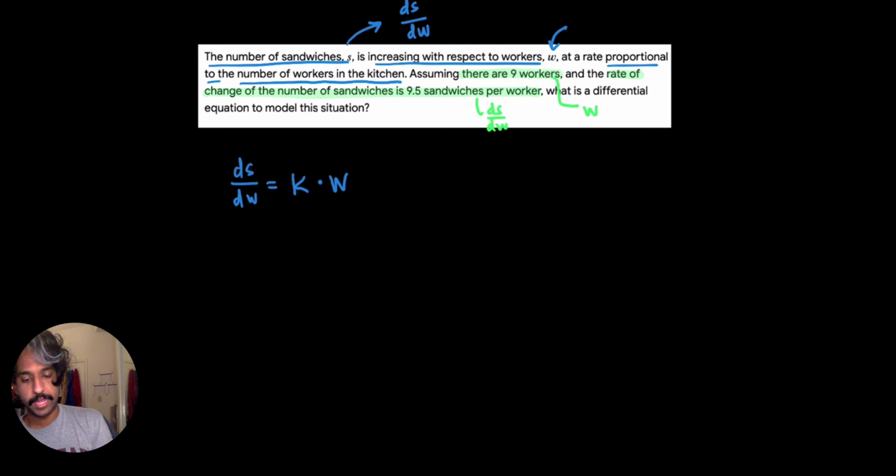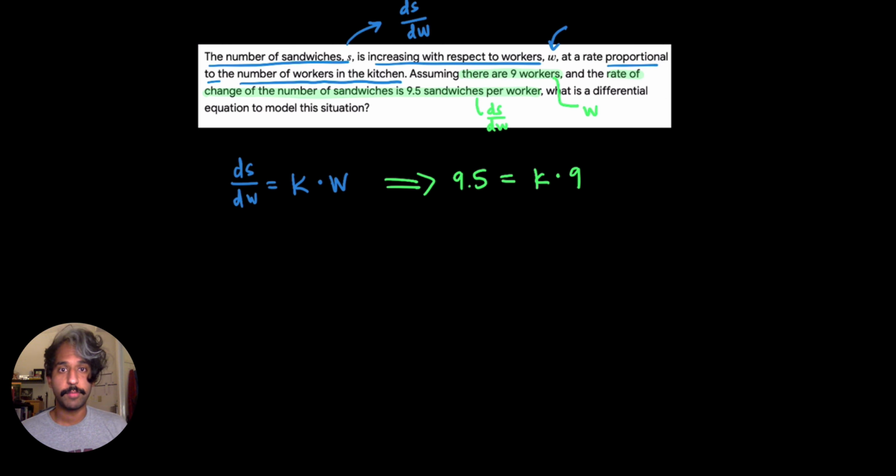So we can replace that in our equation here. We can say that 9.5 equals k times 9. Now what do we do? We just divide both sides by 9 to get k by itself, and we find that k approximately equals, let me get my calculator, 9.5 divided by 9 is 1.055555, so 1.056, about.